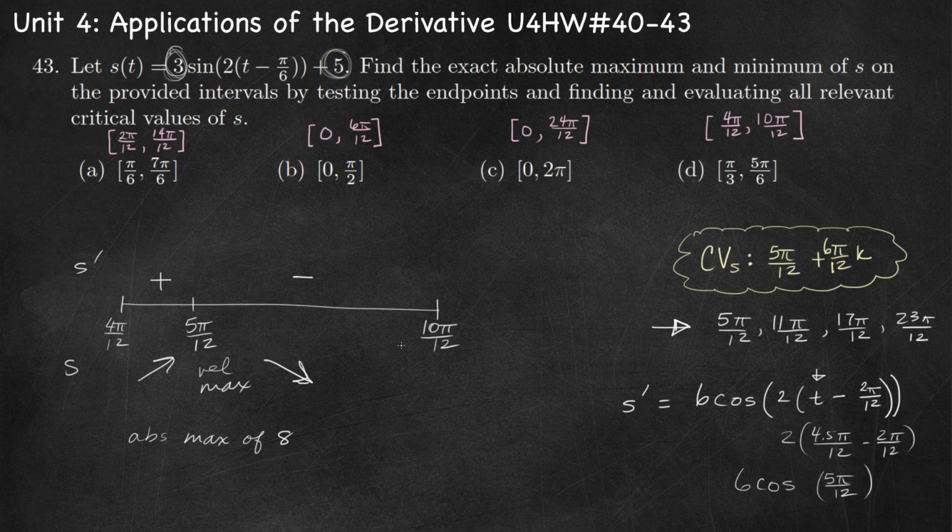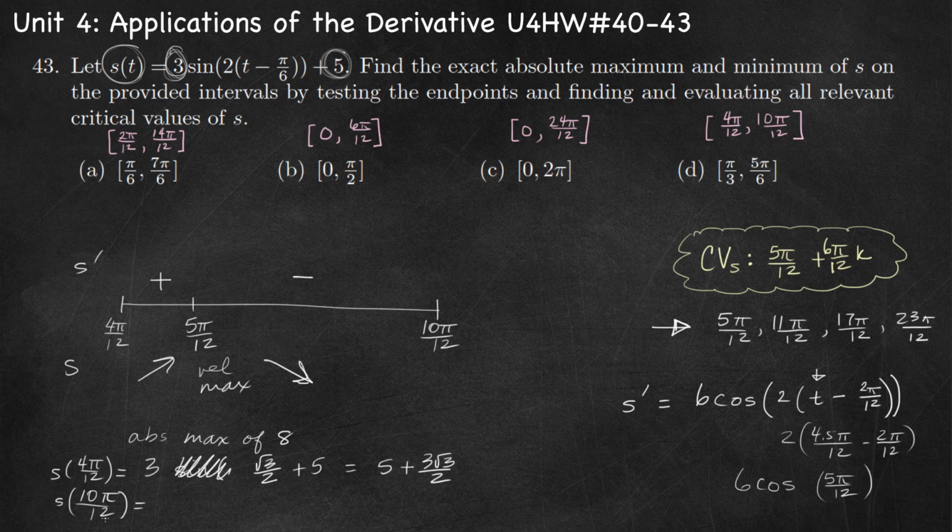Now for the min, we don't have any relative mins on our interval, so we need to know what's happening at the endpoints. So I have to find S of 4 pi over 12 and S of 10 pi over 12 and see which one is smaller. So S of 4 pi over 12, we're going back to our equation for S. So 3 times the sine of, I'm putting 4 pi over 12 in for t. And 4 pi over 12 is the same as 2 pi over 6. So 2 pi over 6 minus pi over 6 is pi over 6. Times 2 is pi over 3. The sine of pi over 3 is square root of 3 over 2. And then we're adding 5. Okay, so 5 plus 3 root 3 over 2.